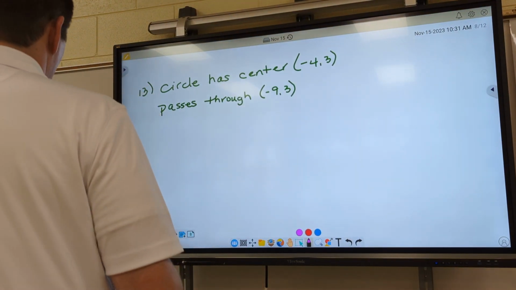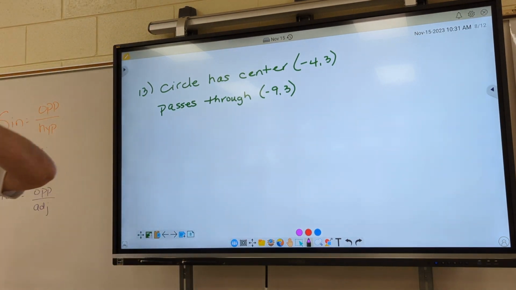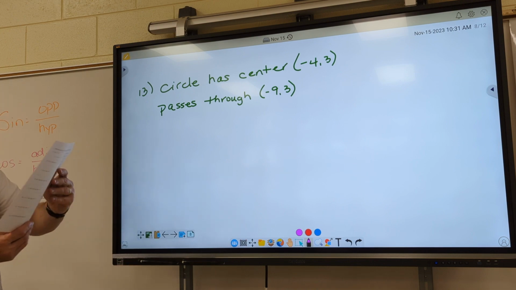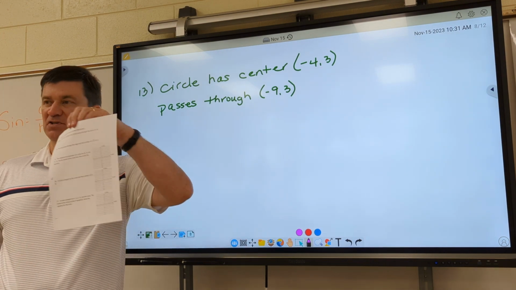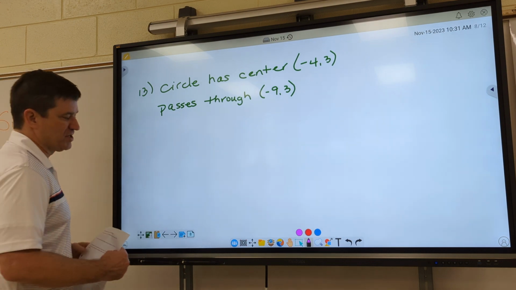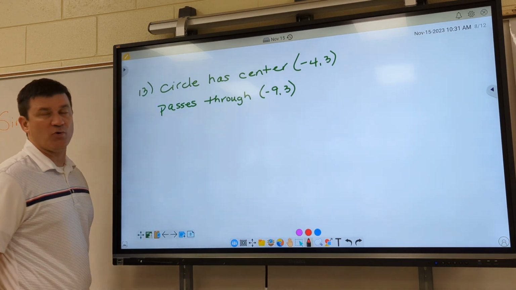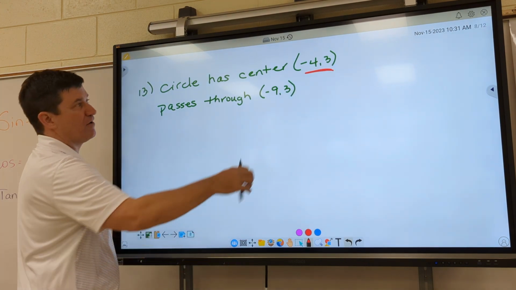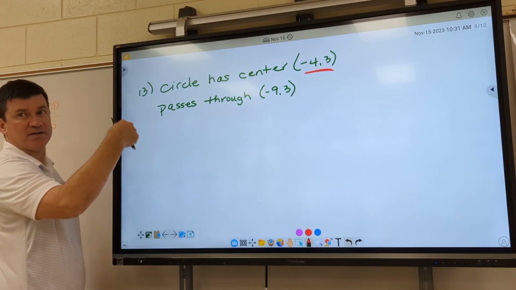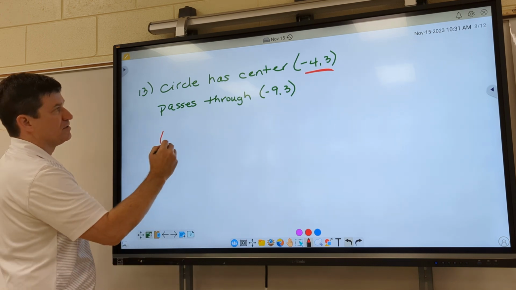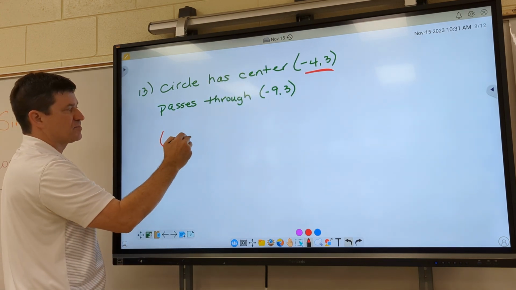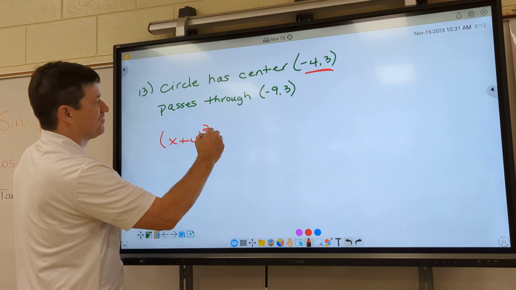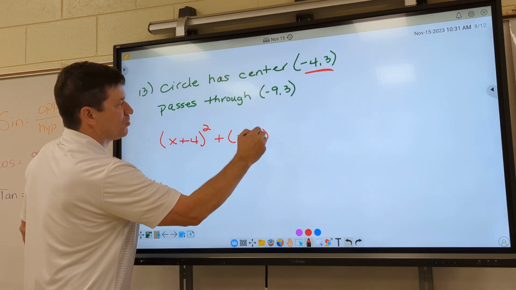Everybody look at 13. Notice how 13 and 14, you don't have a place to draw a graph. You don't have to draw graphs on those. The instructions say, write an equation of each circle described. On number 13, the easiest way to start writing your equation, always look at the center first. All right, Samara, if I got the center, I can flip those signs and start writing my equation. So negative 4 turns to x plus 4 squared. Positive 3 turns to y minus 3 squared.